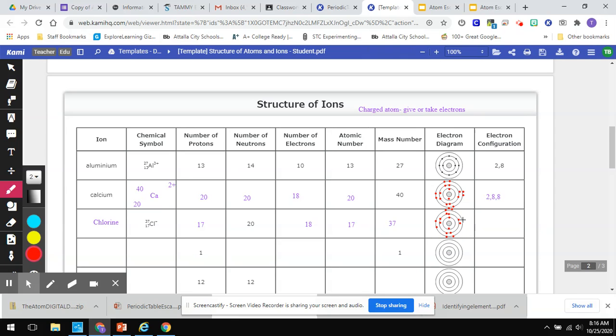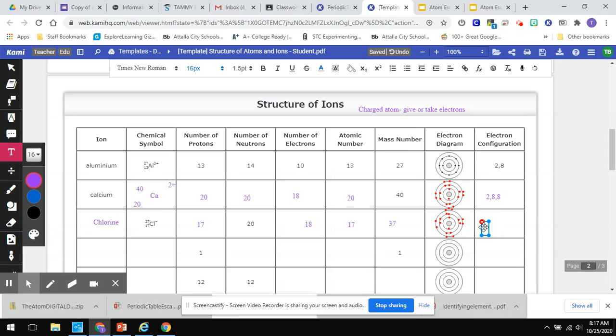So it looks the exact same as calcium's diagram, but that's because they're ionic diagrams, and ionic diagrams are always going to have a full outer valence. And so they either gave or took electrons in order to become full. So there's quite a few elements that would end up with an electron diagram looking like that as an ion.